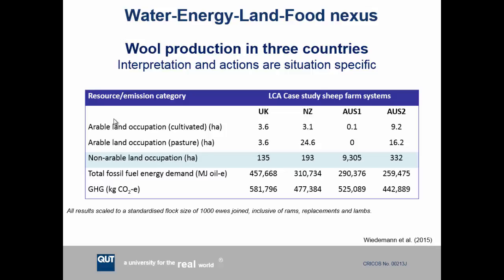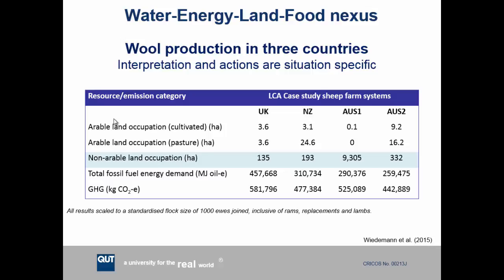Now, I should have said that these results are all scaled to a standardised flock size of 1,000 ewes, so it's just to provide a comparative way of looking at it. So that relative difference looks enormous, but the type of land is non-arable, semi-arid land, which really is not suitable for other forms of production.